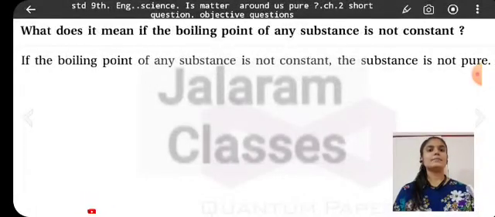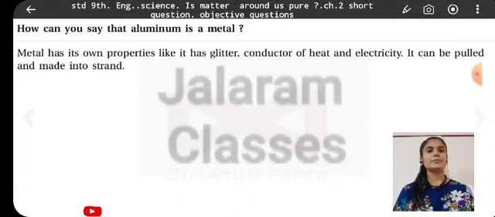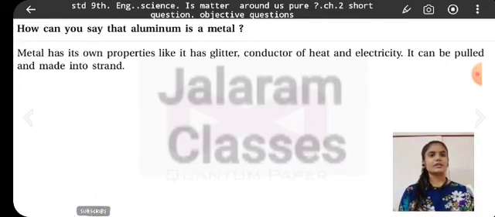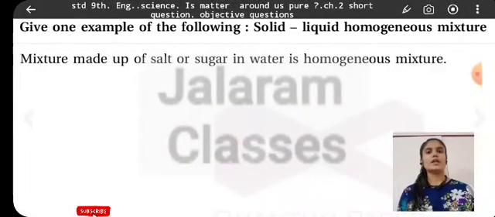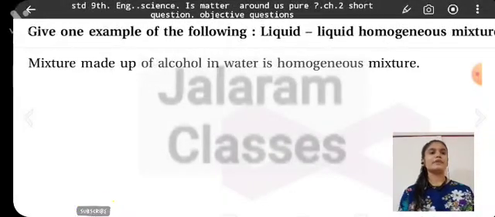What does it mean if the boiling point of any substance is not constant? If the boiling point of any substance is not constant, the substance is not pure. How can you say that aluminium is a metal? Metal has its own properties, like it has glitter, conductor of heat and electricity. It can be drawn and made into strand. Give one example of the following. Solid liquid homogeneous mixture. Salt or sugar mixture in water is a homogeneous mixture. Liquid homogeneous mixture. Mixture made up of alcohol in water is homogeneous mixture.